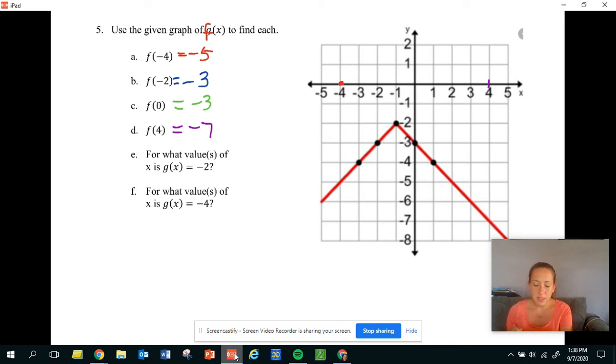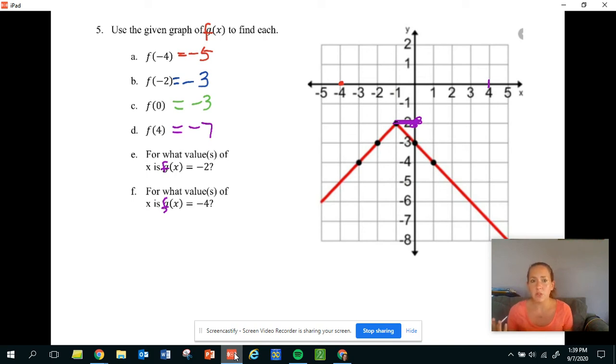Okay, now if it's this way, if it's saying for what value of X is F of X equal to -2? So I have to go where Y is -2 and see what my X is. Okay, so it's just doing it backwards.